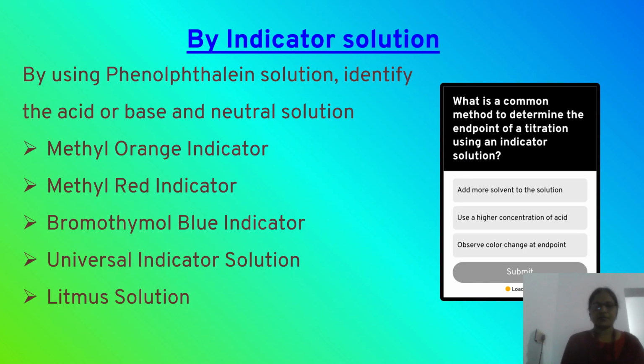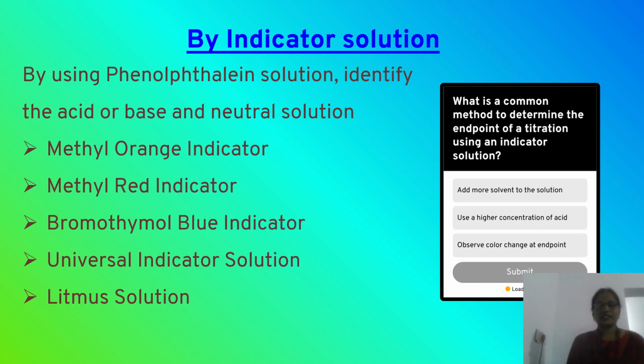This is another method. By using indicator solution, we can determine the pH of an unknown solution. A number of indicator solutions are available, such as phenolphthalein, methyl orange and methyl red. An indicator is a weakly organic acid or weakly organic base. It reacts with your unknown solution, then ionic changes occur, and according to the ionic changes, it shows a color change.